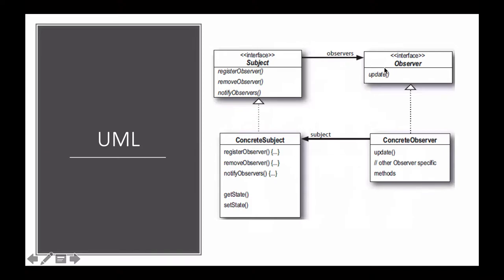Now, since this is an interface, we need to build a concrete implementation for this interface, which will provide implementation for all these abstract methods. We will create a concrete subject and a concrete observer. As you can see, a subject has an observer and an observer has a subject, and both of them implement the corresponding interfaces. Now let's look at a set of steps which we need to follow in order to code this design pattern from scratch.